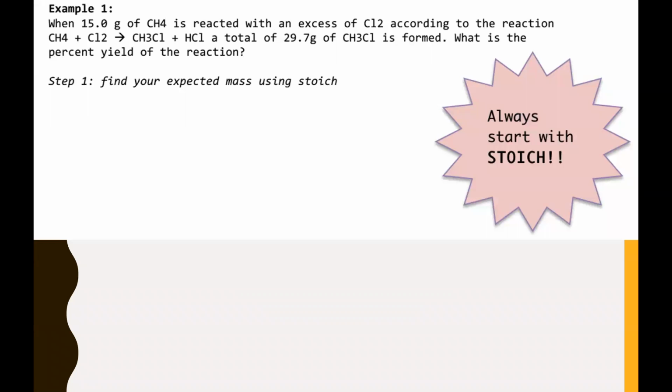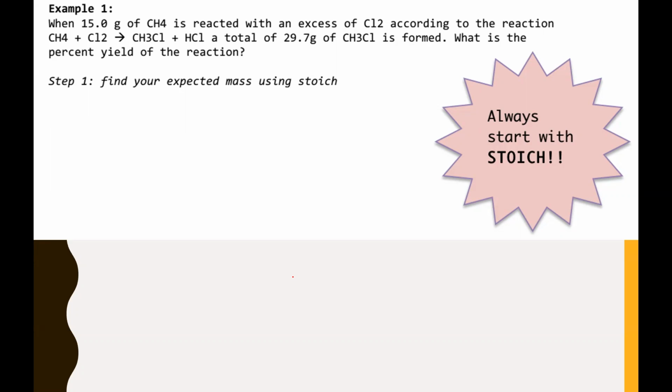All right, we'll do an example here. When 15 grams of CH4 is reacted with an excess of Cl2, according to the reaction, there it is, a total of 29.7 grams of CH3Cl is formed. What is the percent yield of the reaction?